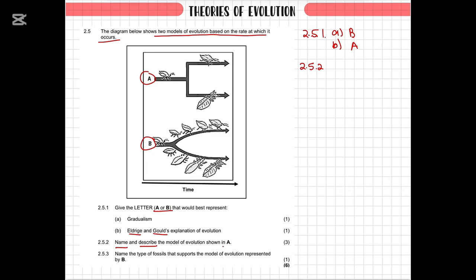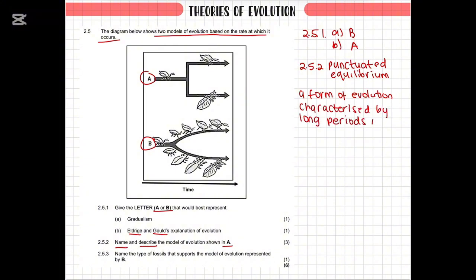Now the next question, you name and describe a model of evolution shown in A. The name would be punctuated equilibrium, and that's a compulsory mark. And for the description, then we describe punctuated equilibrium, which is a form of evolution that is characterized by long periods of little or no change. You can state in full that is known as equilibrium, and which alternates with short periods of rapid change, which is known as punctuated.